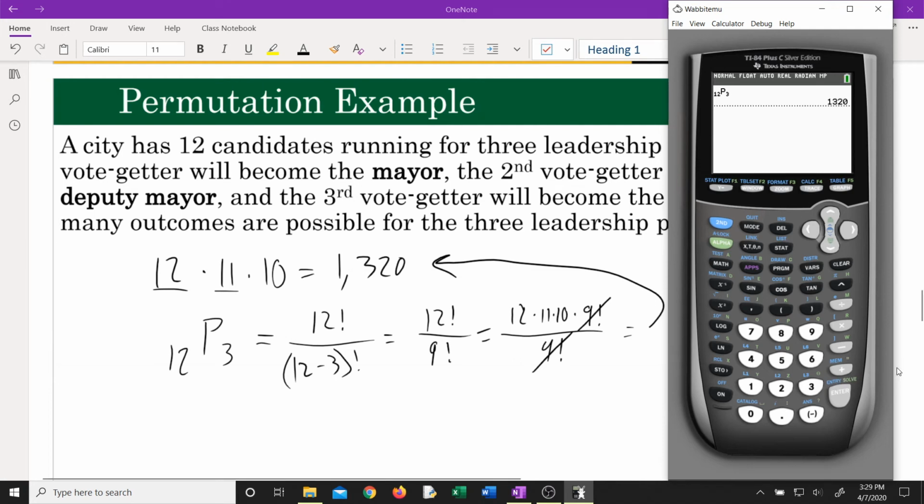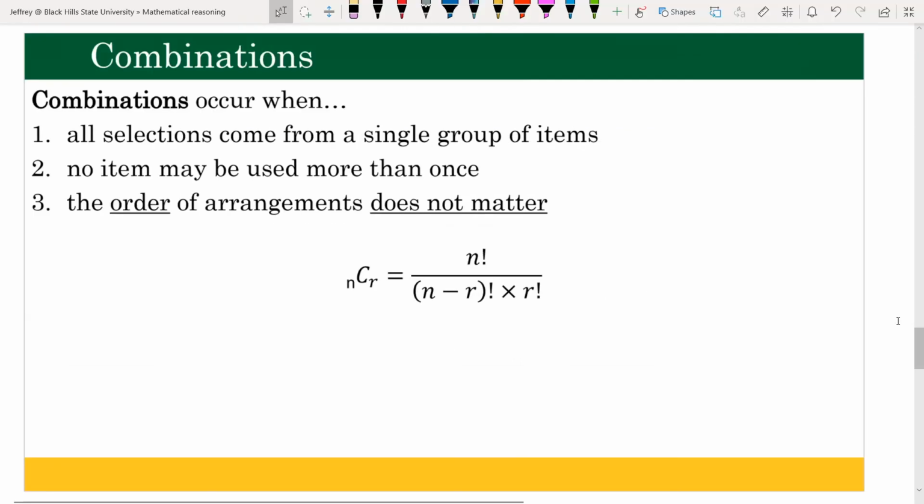And sure enough, it gives me the same answer. Now let's look at what a combination is. Notice that these first 2 criteria are the exact same as what we had for permutation. So again, all items come from a single group of items, and we have unique items, or no item may be used more than once.